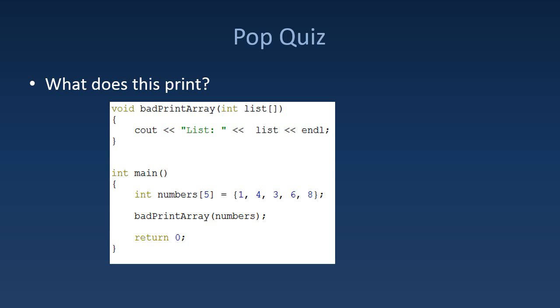Welcome. This video focuses on arrays and how they interact with functions. So we're going to start with a little quiz. In main, I declare an array with 5 elements, initialize it, pass it off to this function that takes in an array of integers that it'll call list. So I pass numbers into the function, and then I print out the list. What am I going to get?